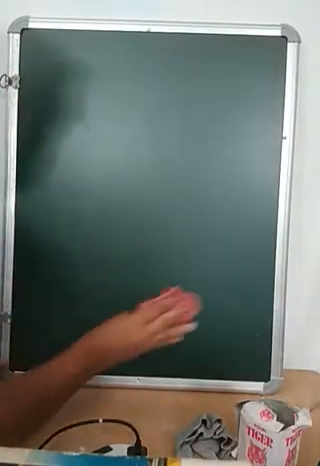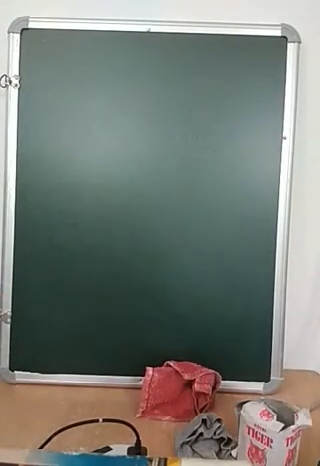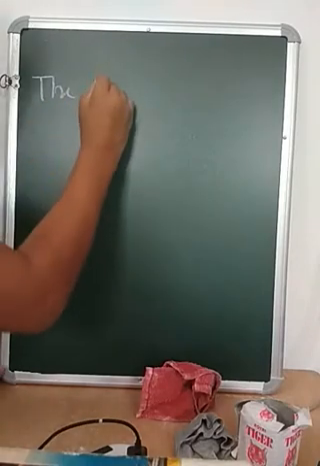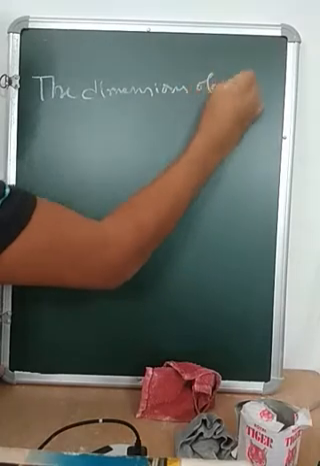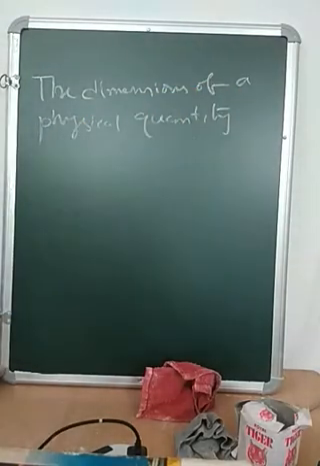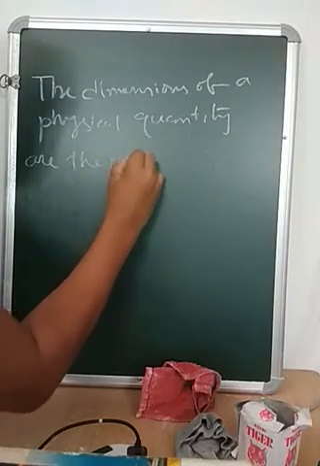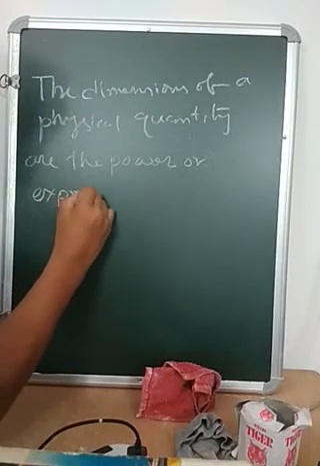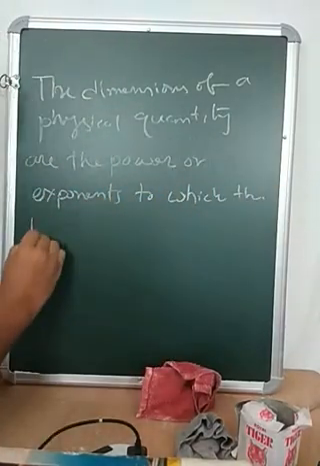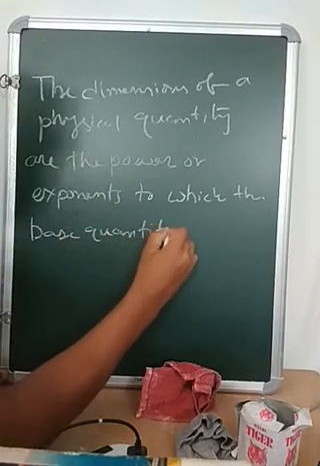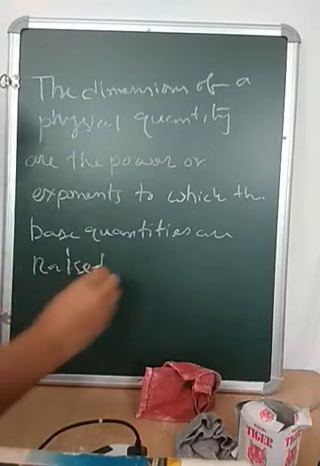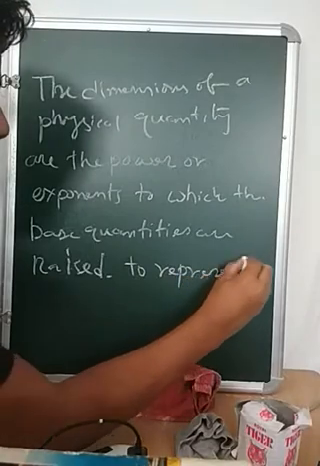So the definition of dimension is that the dimensions of a physical quantity are the powers or exponents to which the base quantities are raised to represent the quantity.